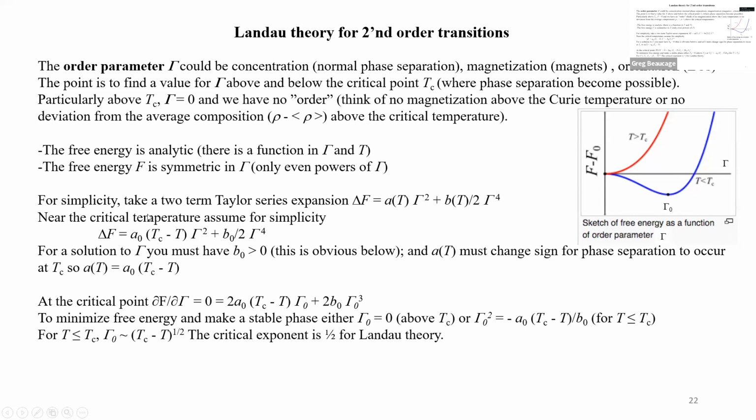Right? So you have a minimum because initially at small gamma, this term dominates, it's negative below the critical temperature. And then as you get to high gamma, high order, this term dominates and goes positive. So it leads to a minimum.